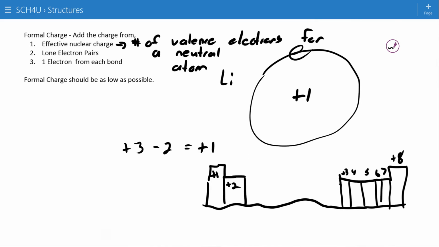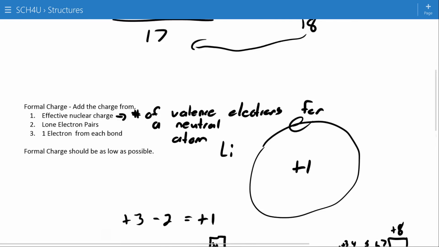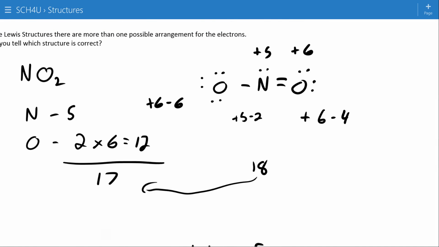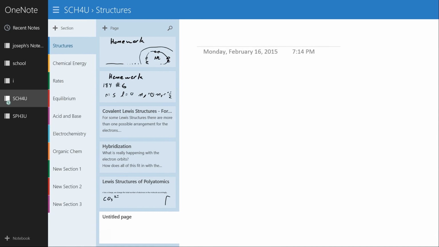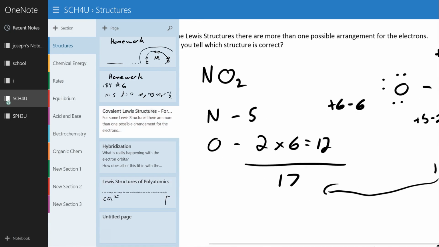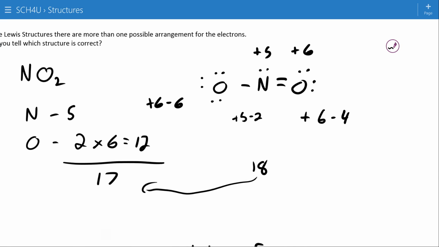Last, each atom gets to contribute 1 electron from any bond that it's a part of. So this oxygen atom has 2, 4, but it's also a part of 2 bonds. So if we give it 1 electron from each one of these bonds, then that would be minus 2. So its formal charge right now is 0.